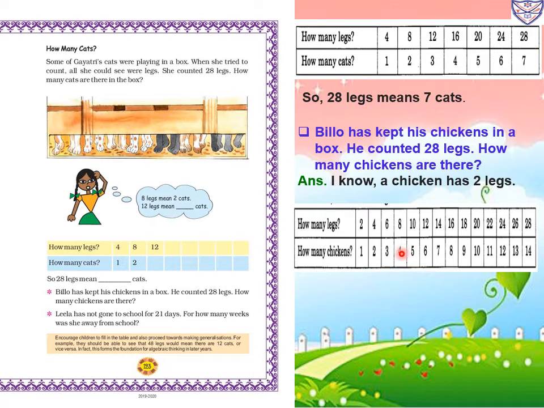6, then for 4 that is 8, now for 5 that is 10, for 6 chickens 12, then 7 chickens 14, then for 8 chickens 16, then for 9 chickens 18, for 10 chickens 20, for 11 chickens 22, for 12 chickens 24, then for 13 chickens 26, and for 14 chickens how many legs are there? 28. So 28 legs means 14 chickens. Okay.